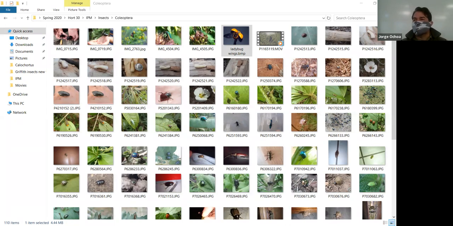Hopefully the ball is gonna roll in the right direction, because sometimes it doesn't, and it makes their job a little bit more difficult, but that's what they're gonna do. Just a sleeping leaf beetle and a leaf beetle. These are also going to be very important.